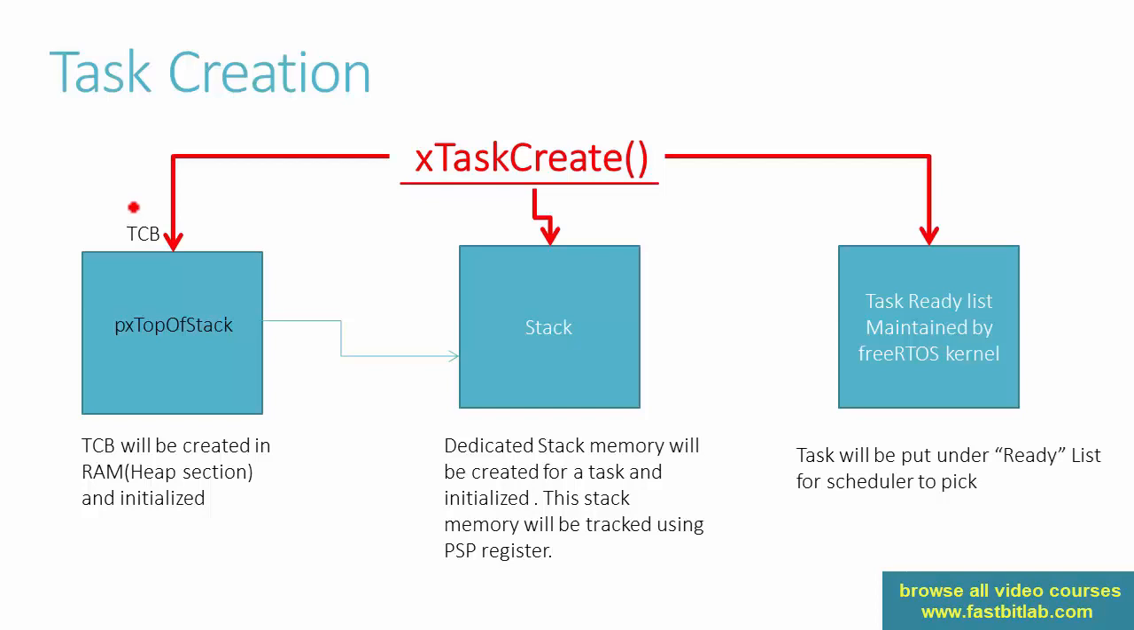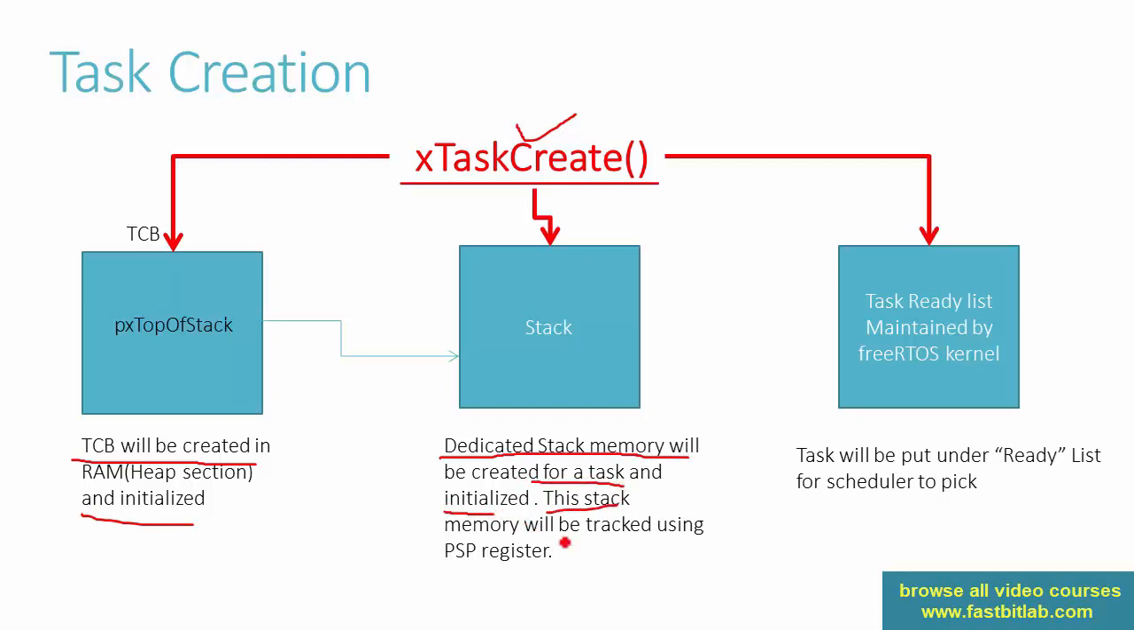That is the task control block for that particular task, the TCB, which will be created dynamically. So the TCB will be created in RAM and it is initialized. Remember, the TCB will have various fields like top of stack and various other things like priority value and the task name, etc. All those things are initialized. After that, stack is allocated for that particular task with the amount you have mentioned during task create. So stack memory will be allocated in the heap, and a dedicated stack memory will be created for the task and it is initialized.